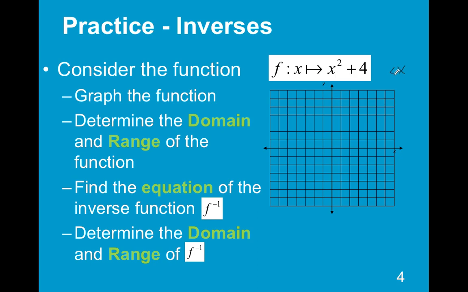Your domain, and this is why I don't like to put all real numbers sometimes. It is from negative infinity to infinity, right? So I go to 4. This function is not one-to-one. The domain is negative infinity to infinity. What's the range? What's the first range value you use?